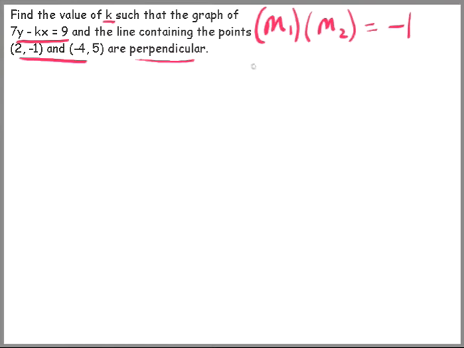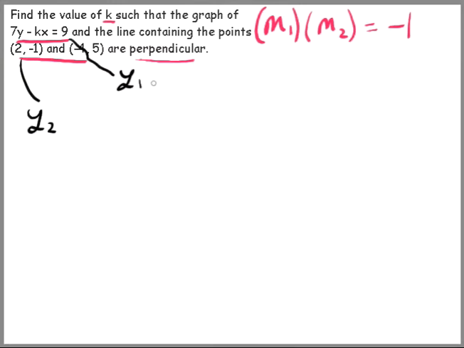So what we want to do here is take this first line and let's call it, say, L1. We want to find its slope. And then we want to take this second line right here, let's call it L2, and find its slope. And then we want to force the two slopes to multiply to -1.